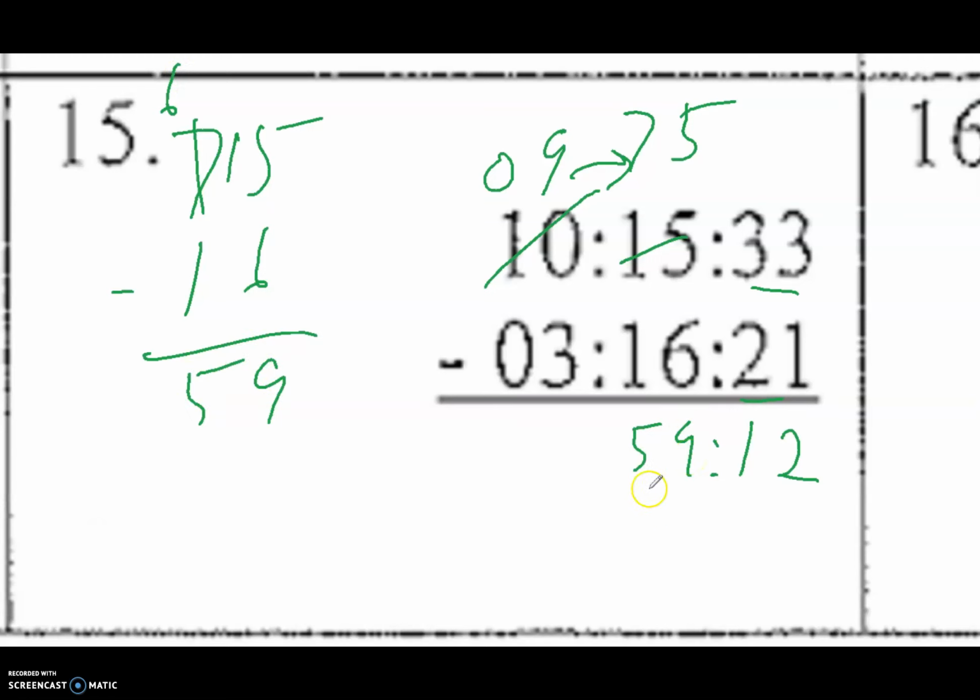Remember, if you ever get a number down here that's above 60, chances are you borrowed by accident. You should double check your problem. All right. 9 minus 3 is 6. So be careful with that. So 6 hours, 59 minutes, 12 seconds. Again, pretty far away from the earthquake epicenter, if you ask me. That's a big difference.